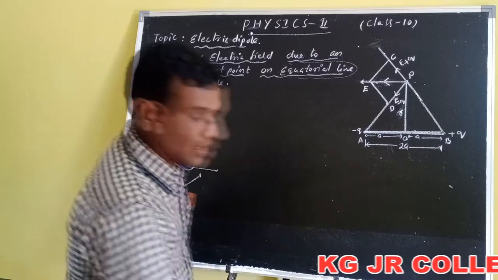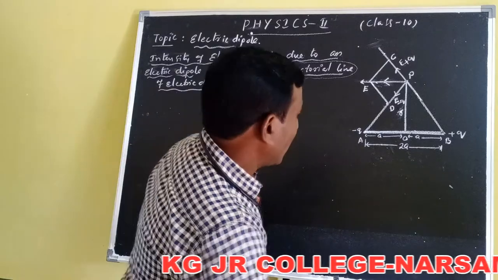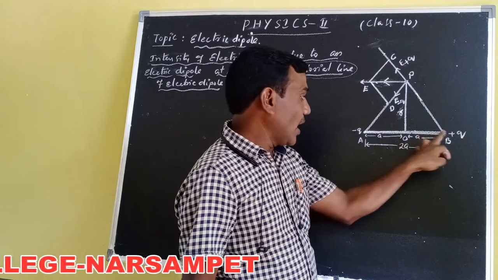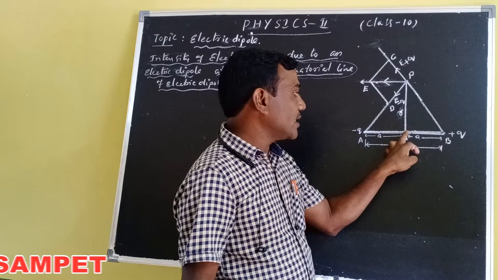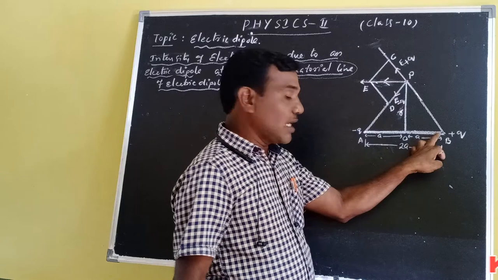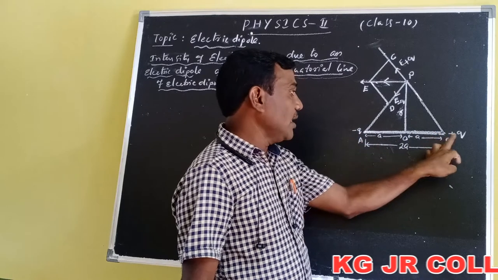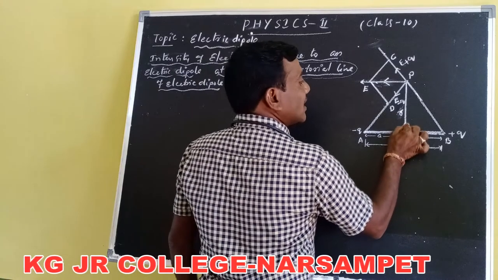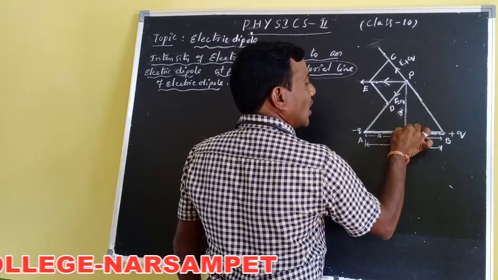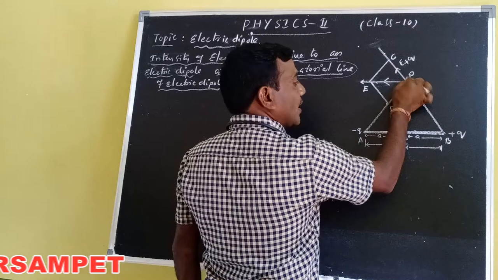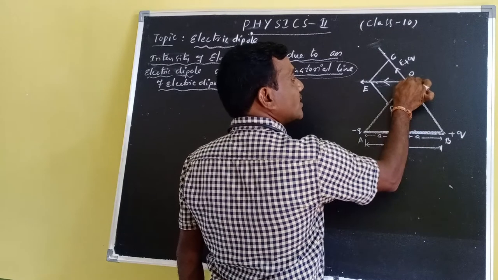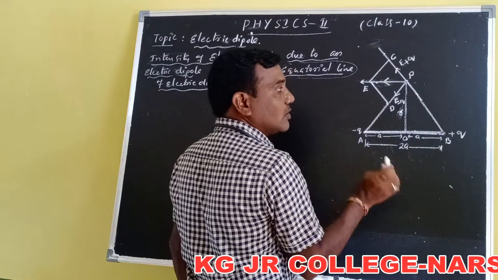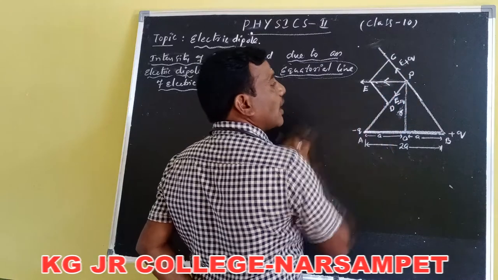Now, from the figure, let us consider an electric dipole AB with charges minus q and plus q, and the length of the dipole is 2a, with center O. Here is the equatorial line. Now we consider a point P at a distance r from O. Now we find the intensity of electric field at this point.